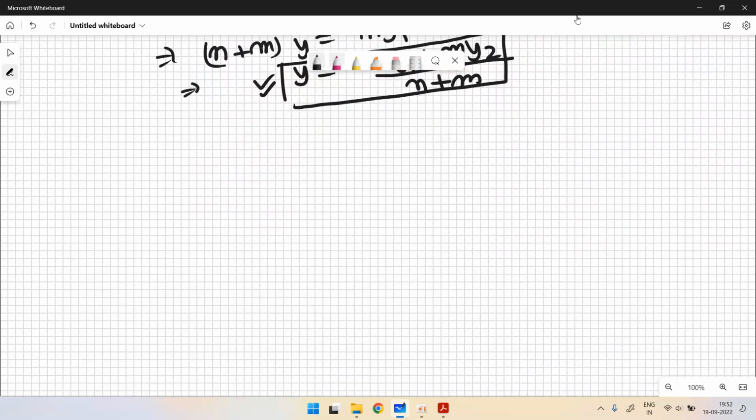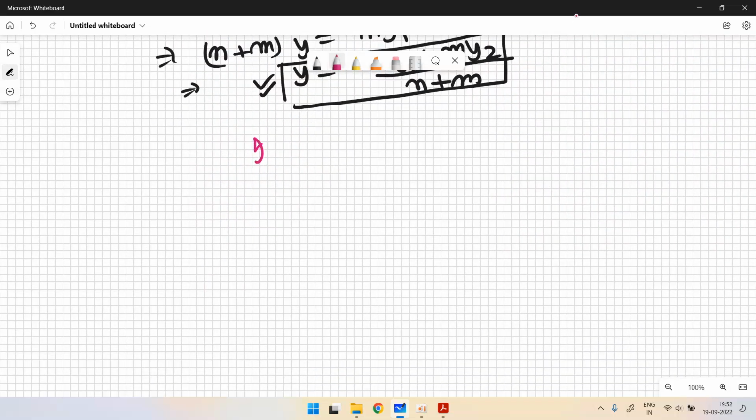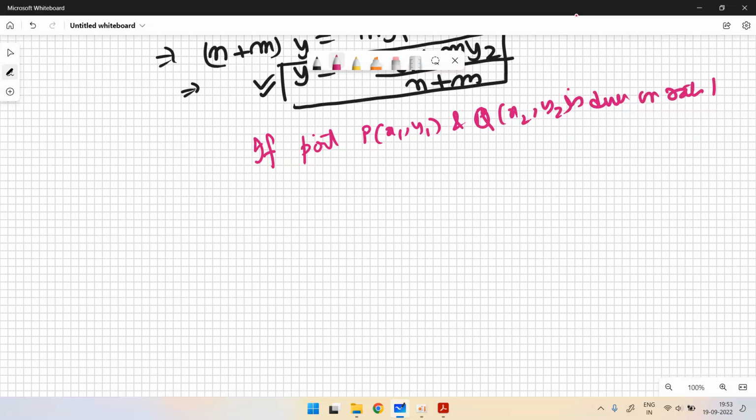Now there is one condition, which you can derive from the same thing only. If point P is (x1, y1) and Q is (x2, y2), and PQ is divided in the ratio k is to 1 by a point, suppose R, whose coordinates are (x, y), then x is given as follows, with the order being important: this is k is to 1, which implies x1 multiplied with 1.